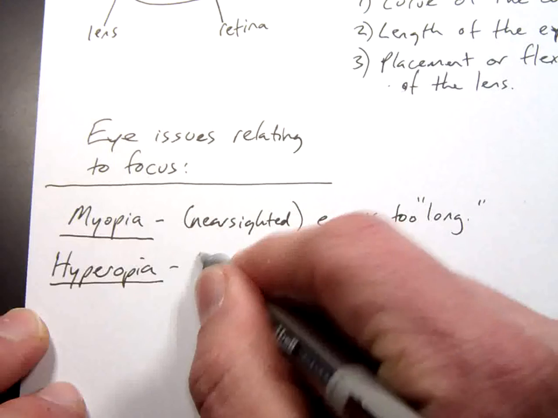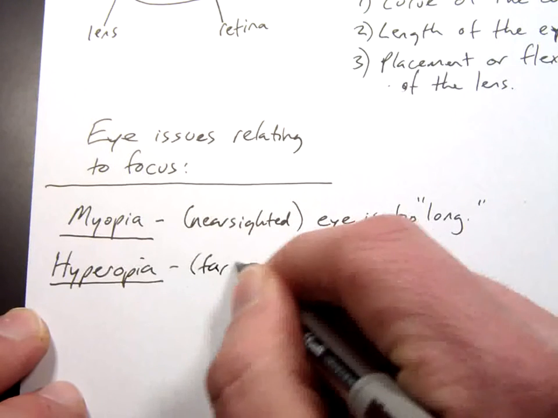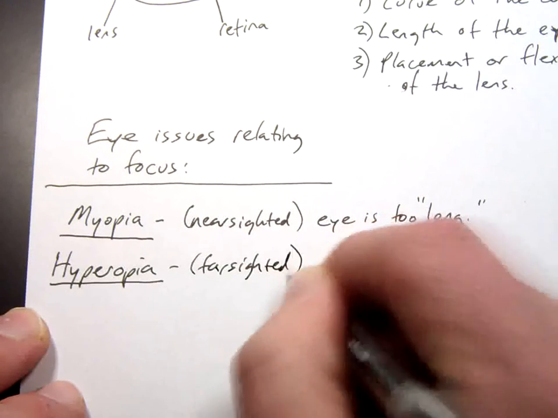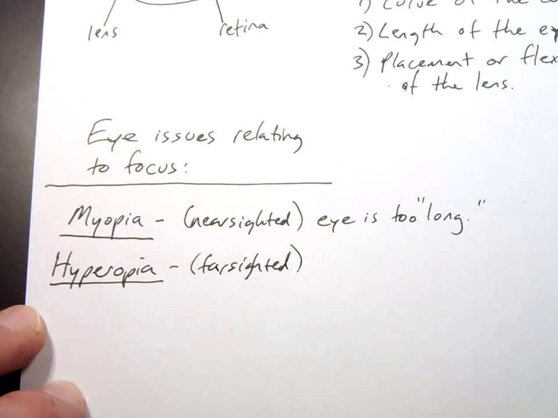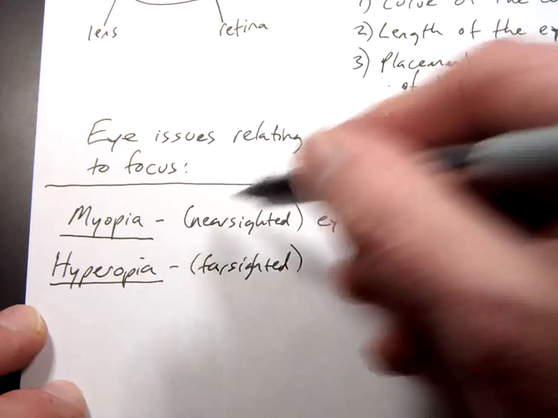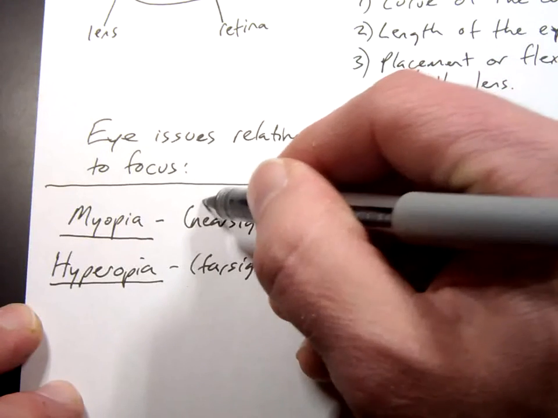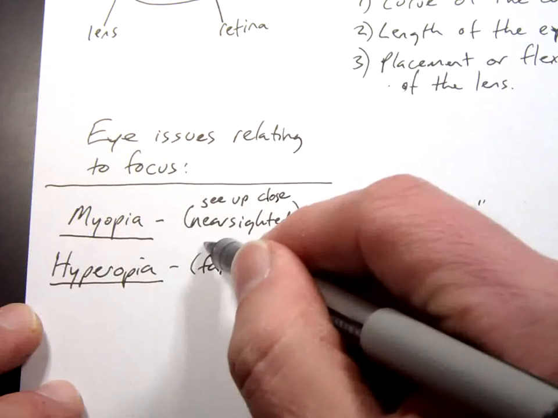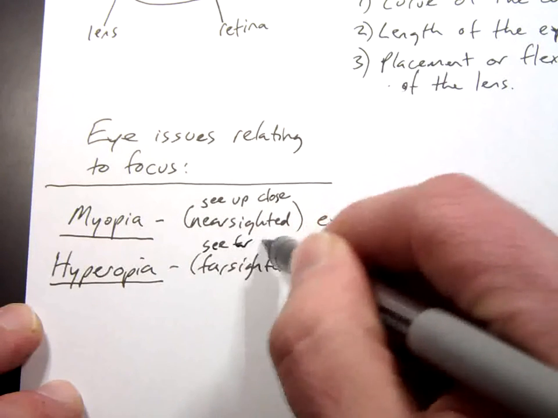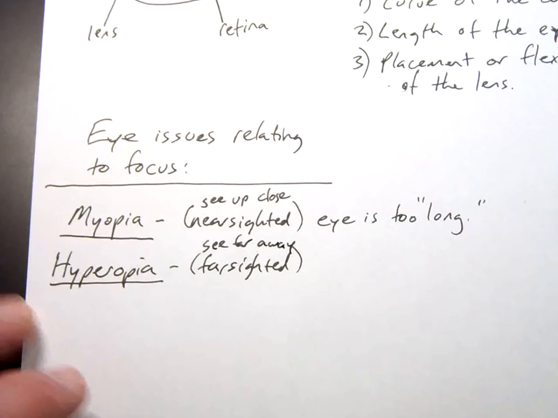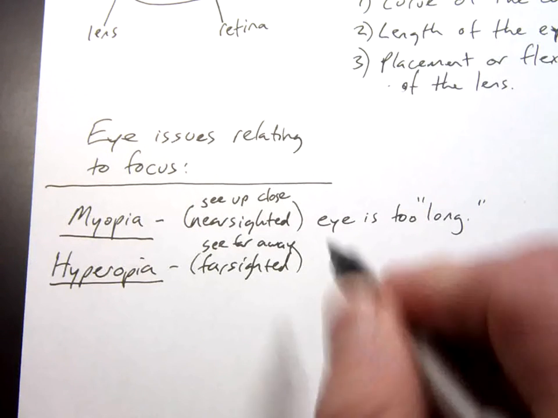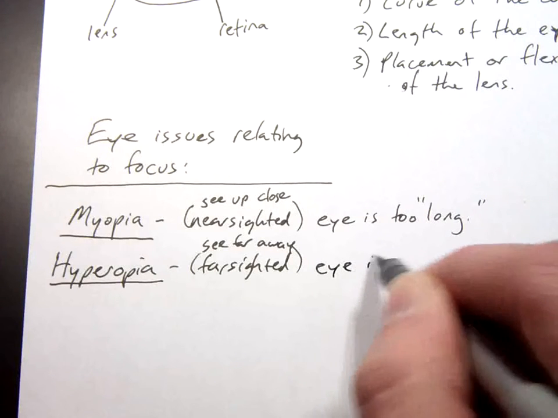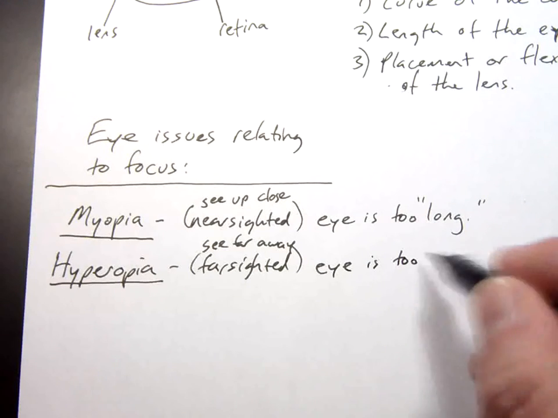But hyperopia is being farsighted. And I should probably clarify, even though the name's trying to tell you what it means. Being nearsighted means you can see up close. Farsighted means you can see far away. You can just go ahead and assume that the other is true. If I can see close, what can I not see? Far away. Okay? And in this case, the eye is too what? Short.